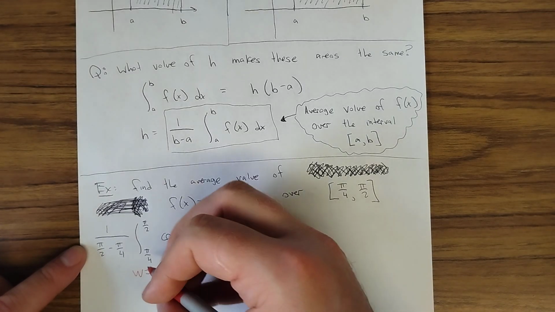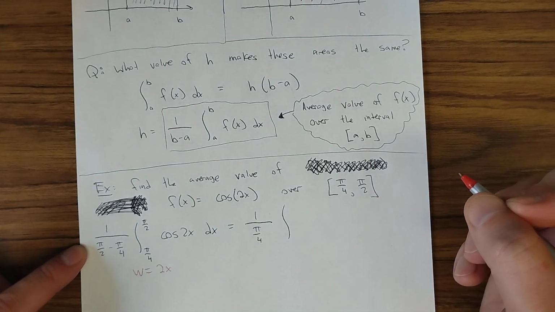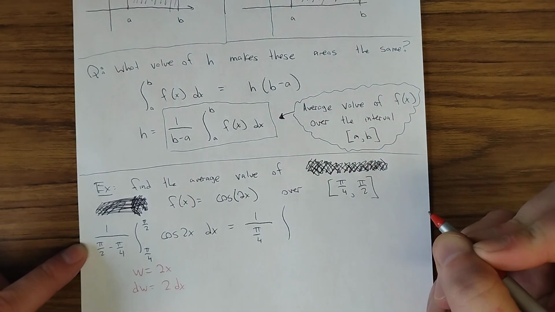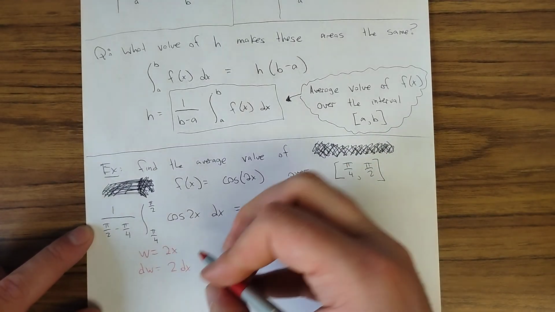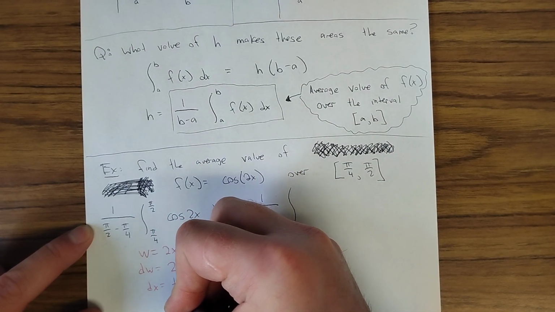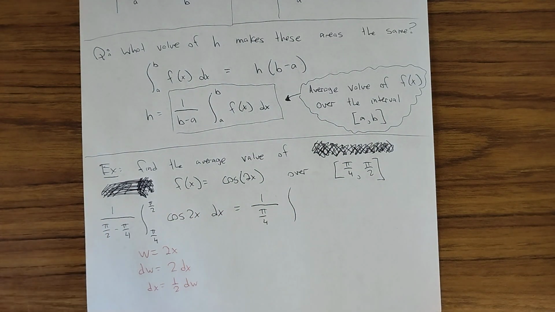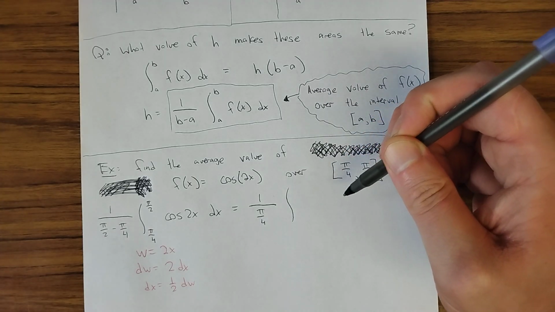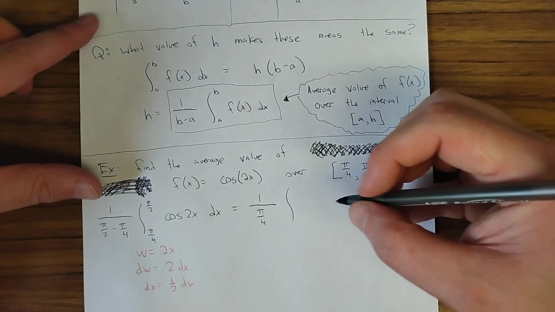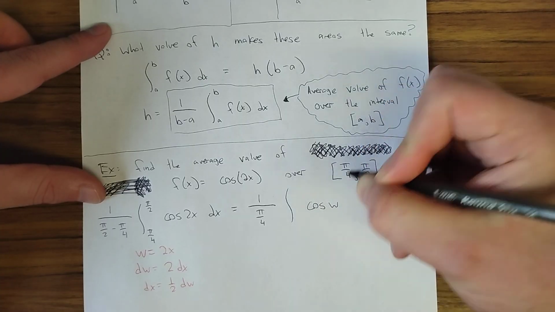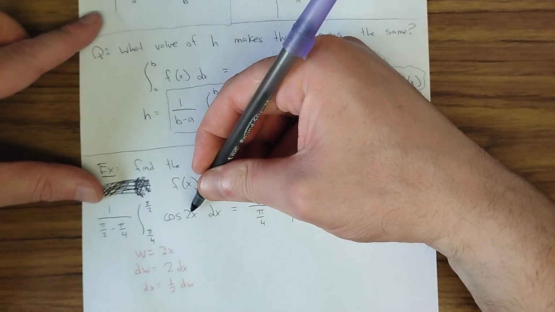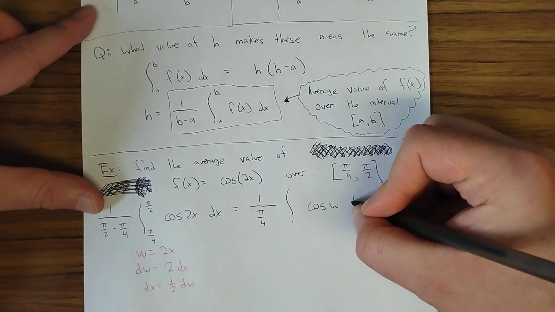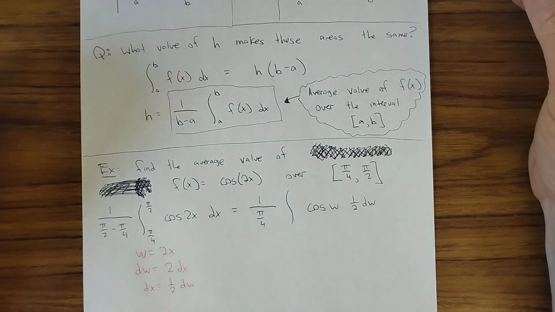I let it be the inside of this composite function. That's 2x. dw is 2dx. And if I solve for dx, I get 1/2 dw. And so over here, I'm going to write an integral in terms of w's. So, of course, this is just going to be cosine of w. That was the whole point of making this w. dx, I can replace dx with 1/2 dw.